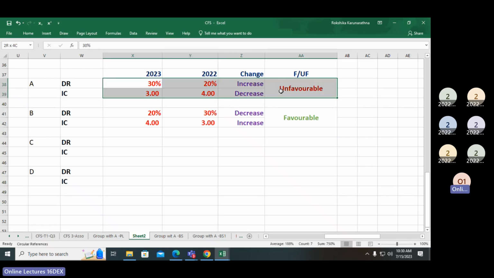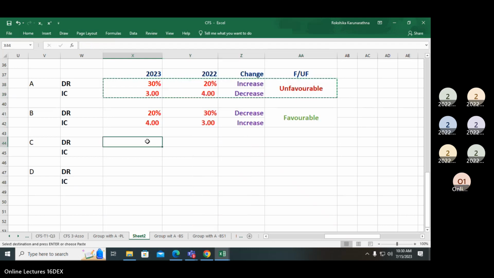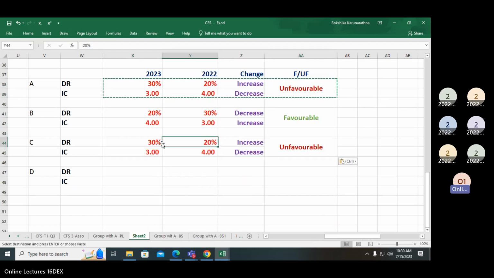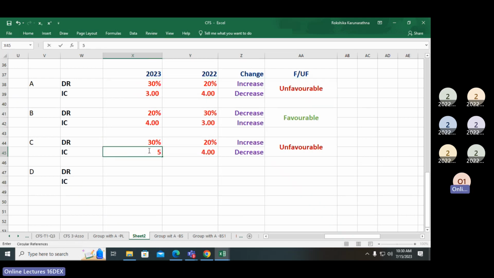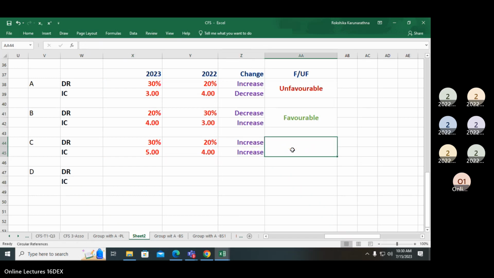දැන් අපි ගමු scenario මේ දෙකම එකවර වැඩි වෙනවා. 20 30 වෙනවා. 4 5. Both increase. දැන් අපි දන්නවා debt increases, debt ratio increases means risk increases. Interest cover increases means the return also increases. And දෙකම වැඩි වෙනවා. දැන් කොහොමද measure කරන්නේ? Favorable or unfavorable? You have to look at the relative increase.